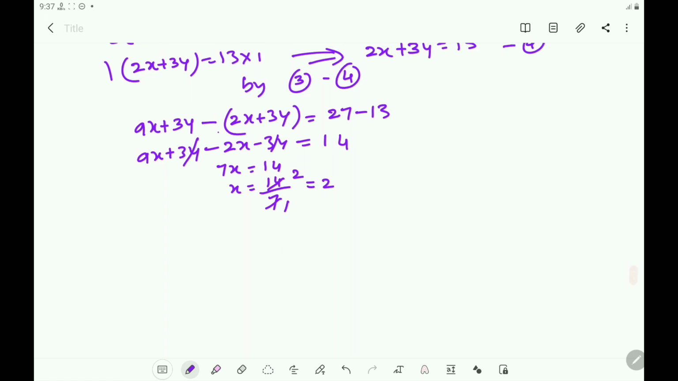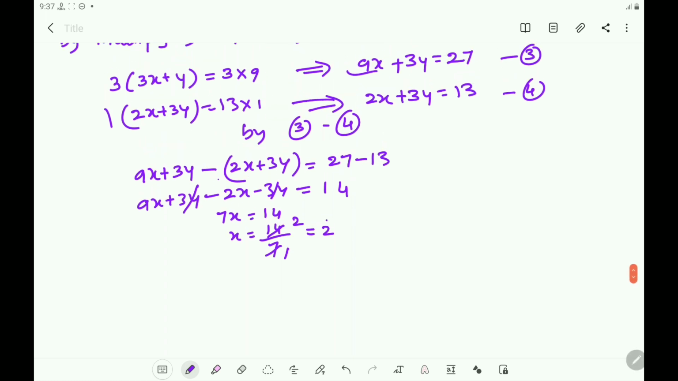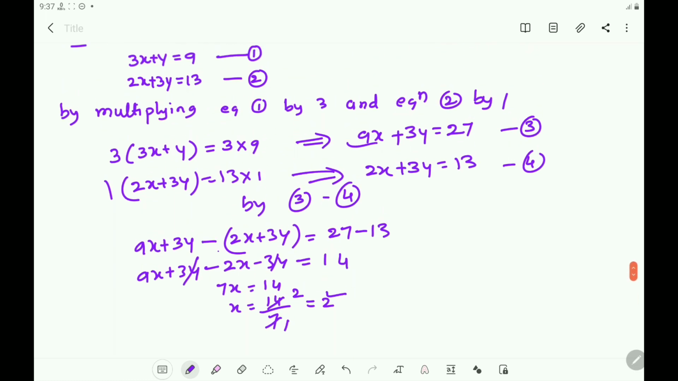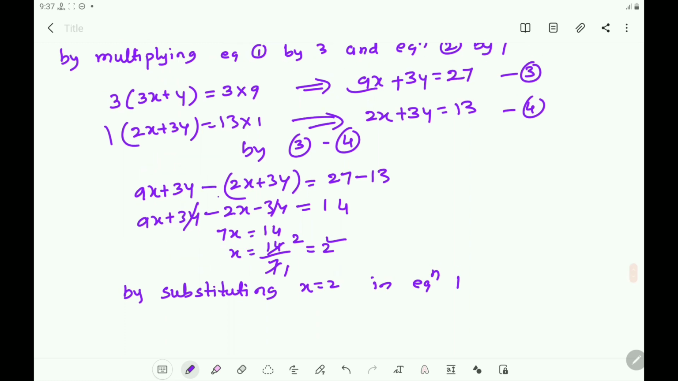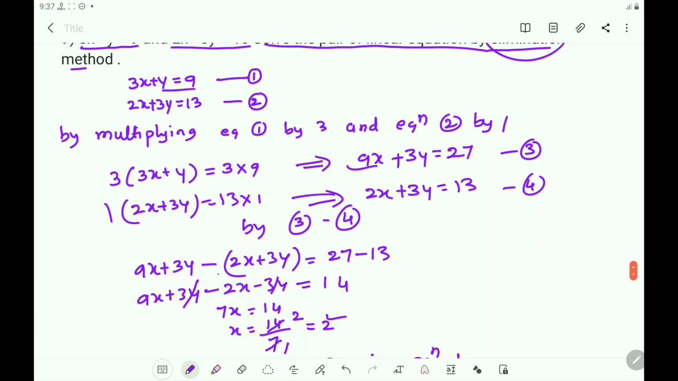Then to get the value of y, we have to substitute the value of x in any one of the equations. So you take this one. By substituting x equals 2 in equation first. So what is that equation? 3x plus y equals 9.